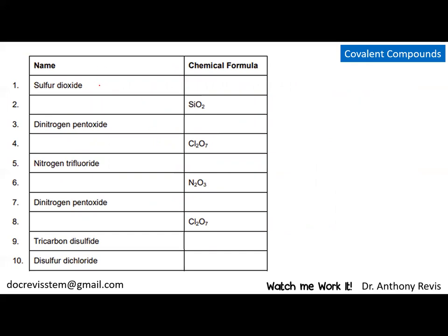For the covalents, in this case, we're going to write the formulas based on the name. In the case of this, we see we have sulfur. So I write sulfur. And I have oxide. So I write an O. But I notice here that I have a di. Di means 2. So I put sulfur, 2 oxygens.